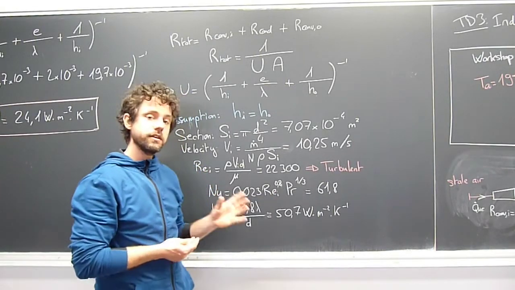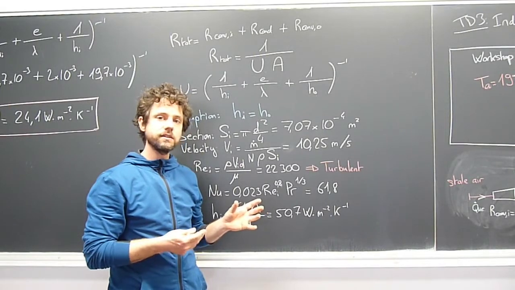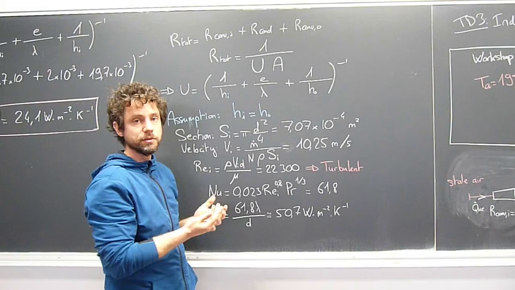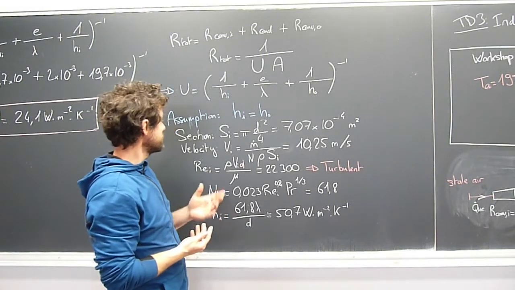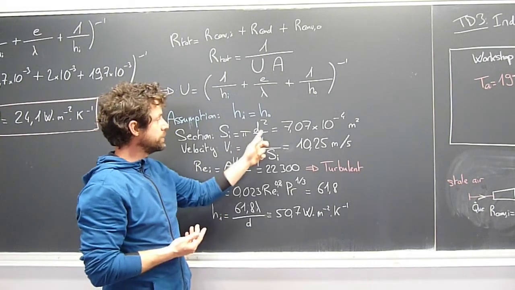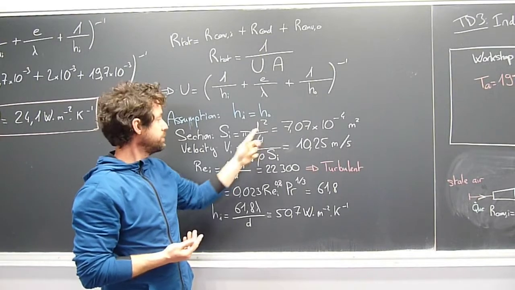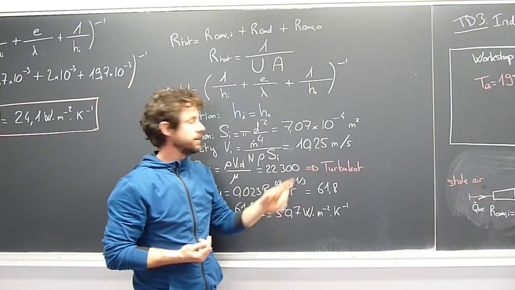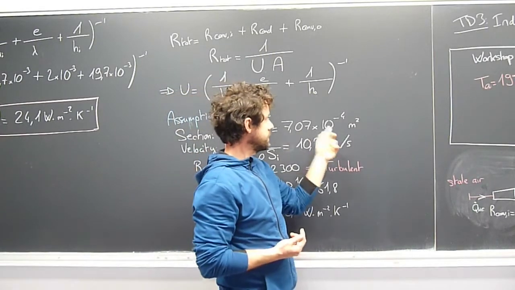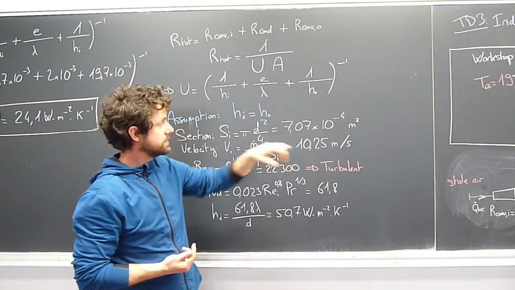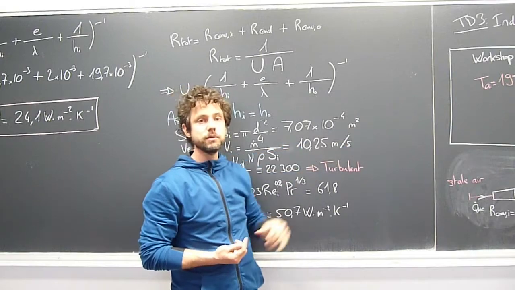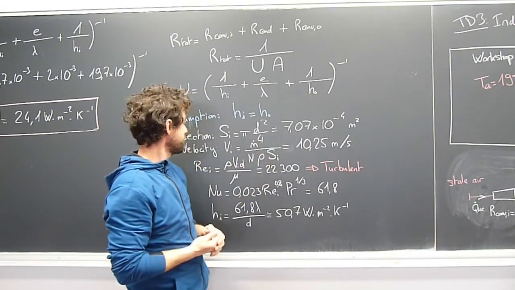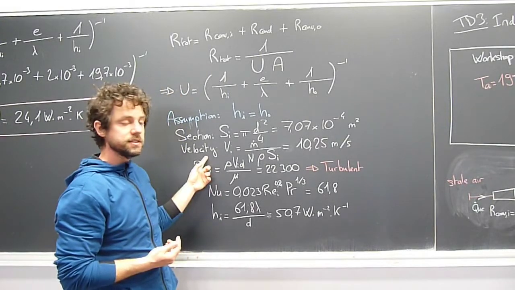In order to calculate the Reynolds number, we need the mean velocity of the flow in one cross-section inside the pipe. And so first we can calculate the cross-section. We know the diameter of the pipe, so the cross-section can be easily calculated, and we find about 7 times 10 to the minus 4 square meter for the cross-section inside one pipe.